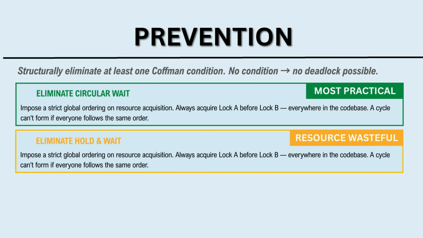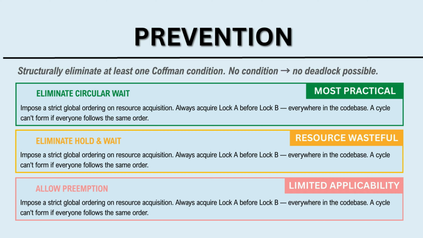This works, but it's wasteful. Resources that won't be needed for a long time get allocated early, and in practice, processes often don't know upfront exactly what they will all need. Allowing preemption, forcibly taking resources from a process, works for some things like CPU registers or memory pages, but for locks, it is dangerous. Rolling back a thread mid-critical section can corrupt shared state.